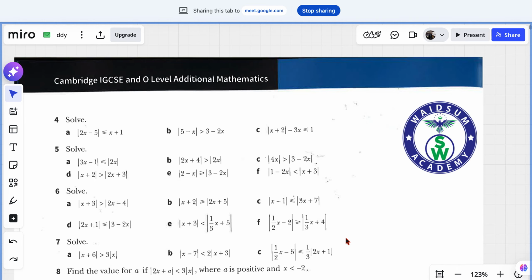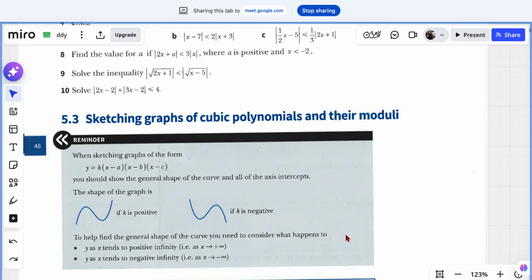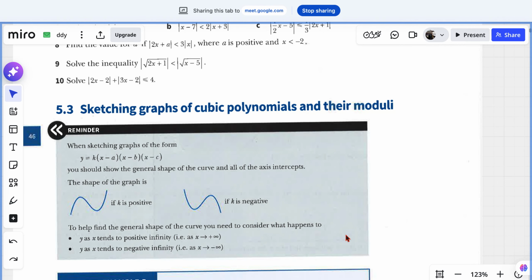Let's take a look at additional maths, chapter 5, part 2. Today we're looking at 5.3 to 5.5. The first part is sketching the graphs of cubic polynomials and the moduli, their graph, and how to sketch the graph.